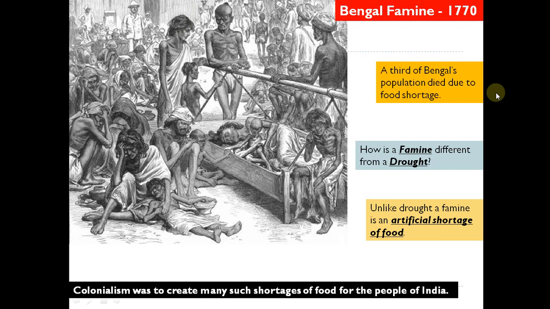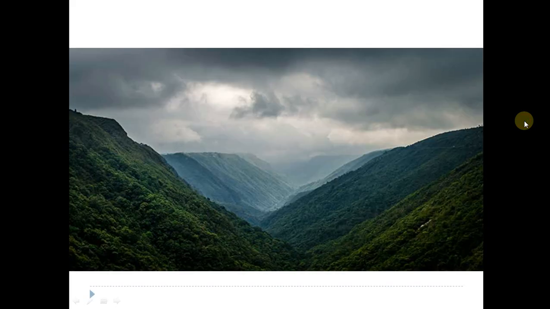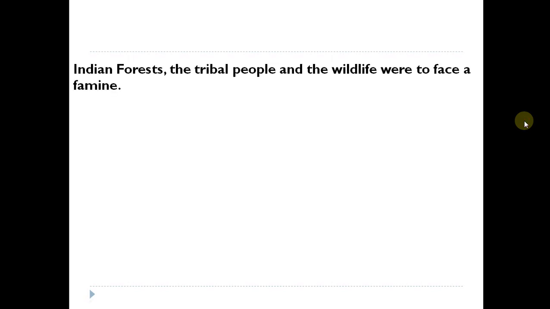Colonialism would lead to famines not only among the people of India, but also within the forests of India. This would be a very different kind of famine. It's basically a situation of desperation. Who was the victim of this victimization? Who was the victim of this famine? Tribal people and wildlife.